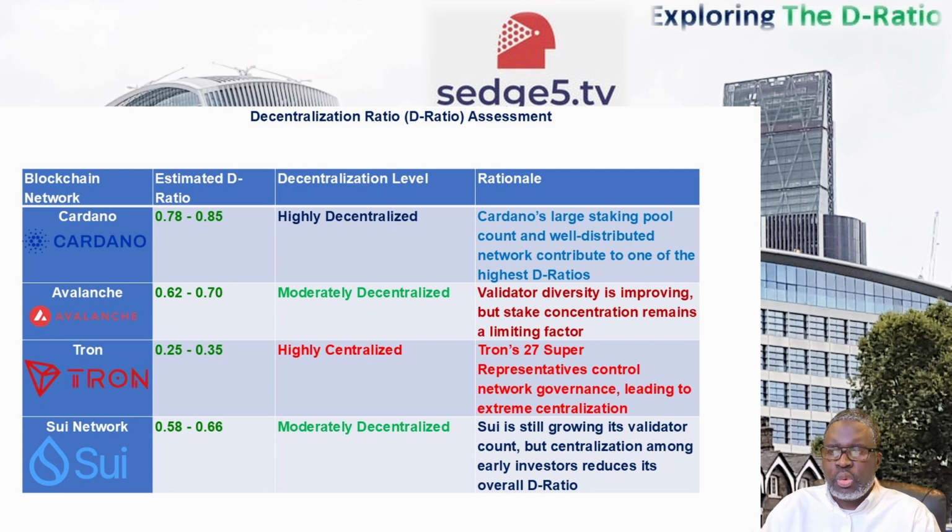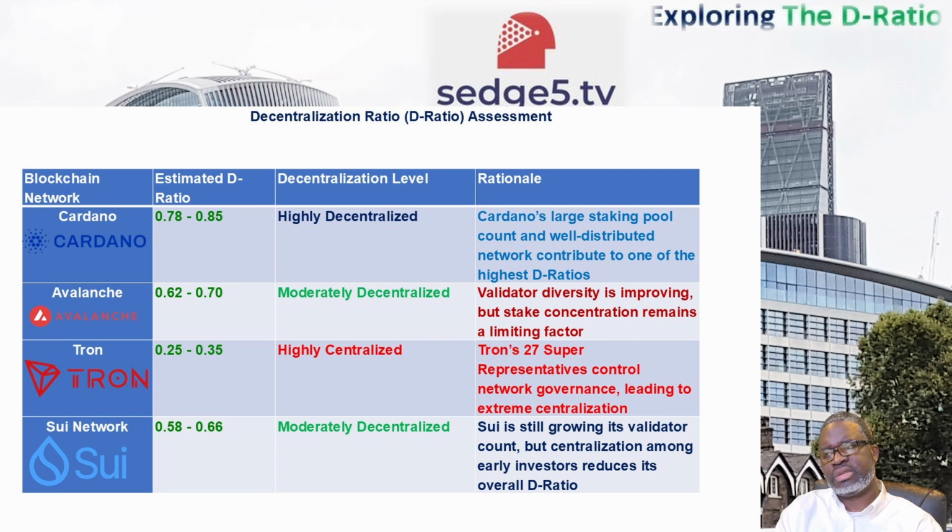And we had to include Sui because it's one of the new and upcoming kids on the block, isn't it? The range for Sui is 0.58 to 0.66, which means it's moderately decentralized. Sui is still growing its validator count, but centralization among early investors reduces its overall D ratio. So there you have it, folks.